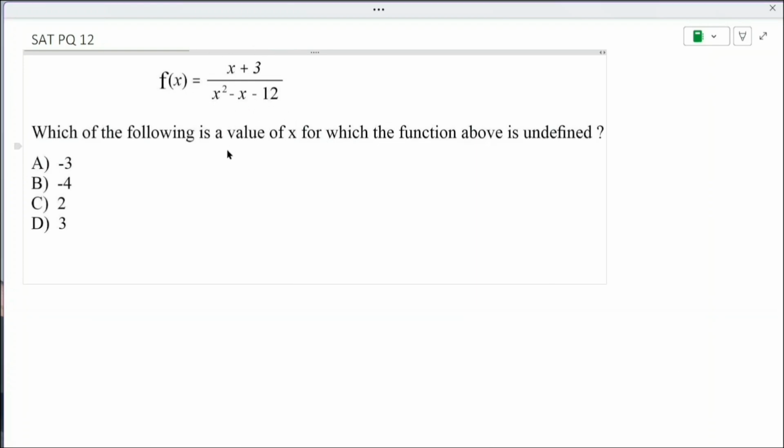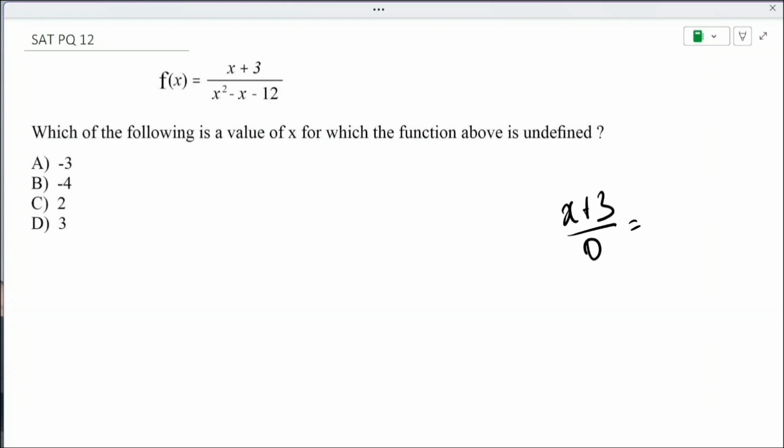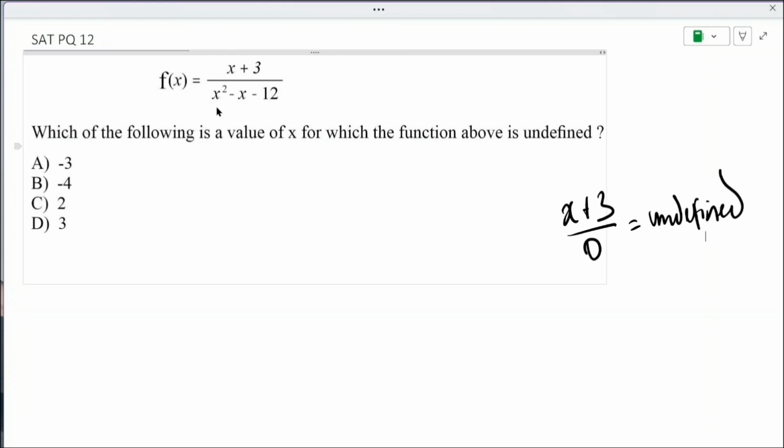The question simply wants you to find a numerical value which makes the denominator 0 when it is switched with x. So you end up having x plus 3 divided by 0, which is undefined. So you can just simply equate x squared minus x minus 12 to 0 and find that value for x. This is a quadratic expression. You're meant to actually get two values. But in this case, only just one of the values is in the options.